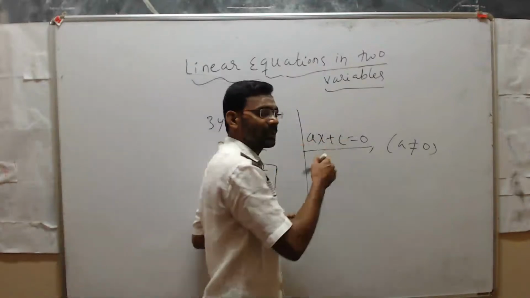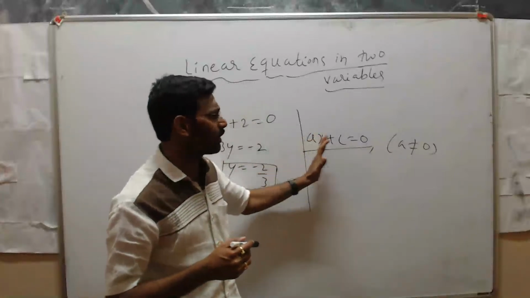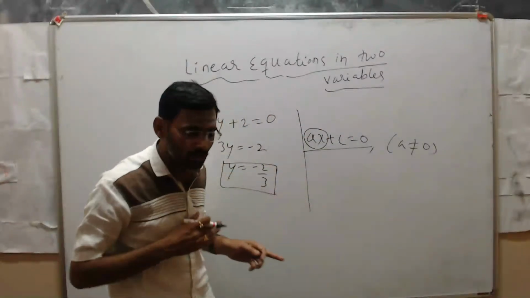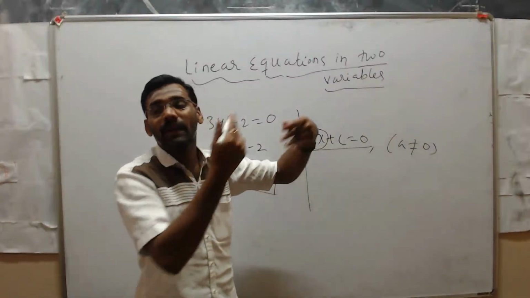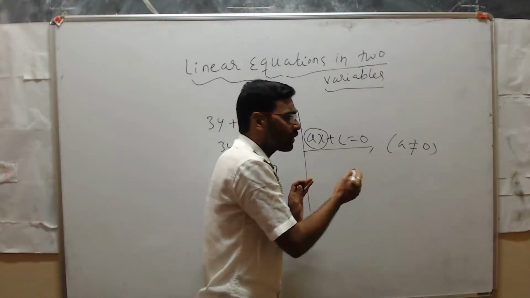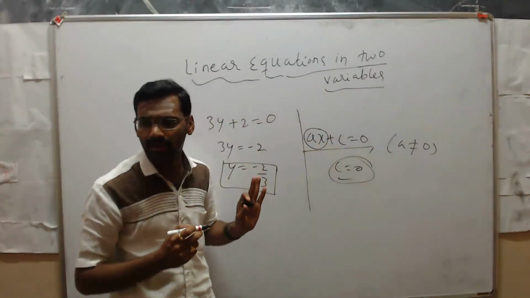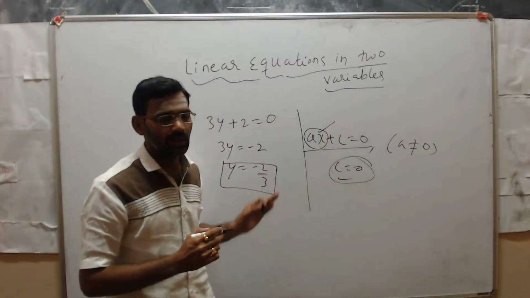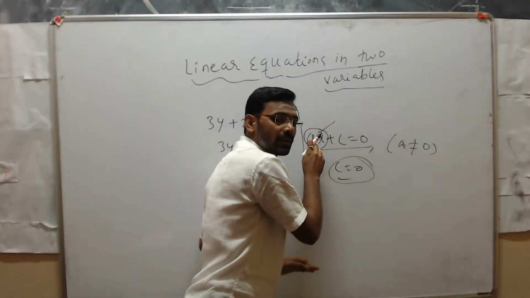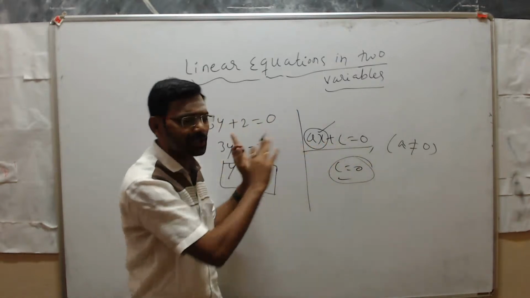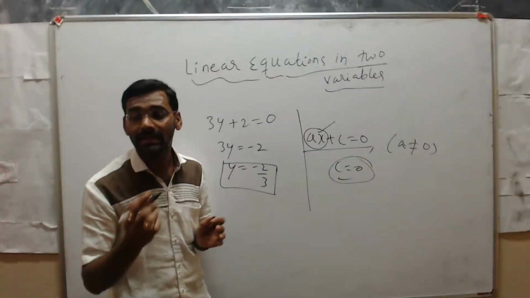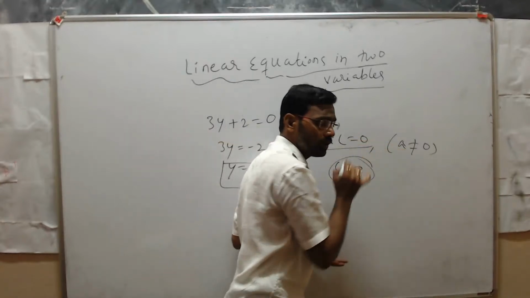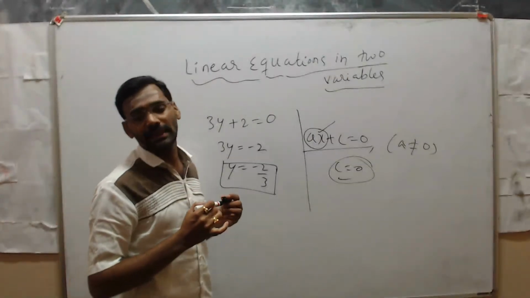Here x is the variable, and a and c are different values. Therefore a is not equal to 0. Why do we say a is not equal to 0? If a is equal to 0, then there is no variable. If we substitute a value of 0, then 0 times anything is 0, so it becomes c is equal to 0. There is no variable; the variable is irrelevant. Then how can we represent this as a linear equation in one variable? For this reason, a is always not equal to 0. The standard form of a linear equation is ax plus c is equal to 0.